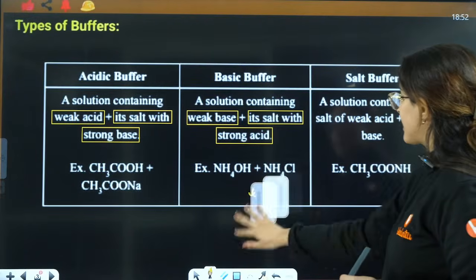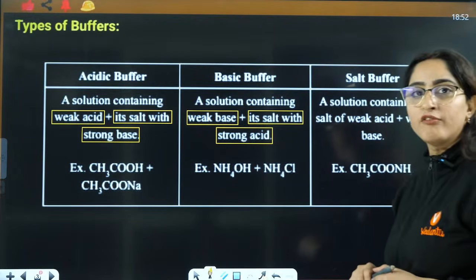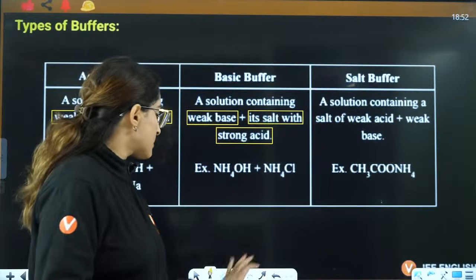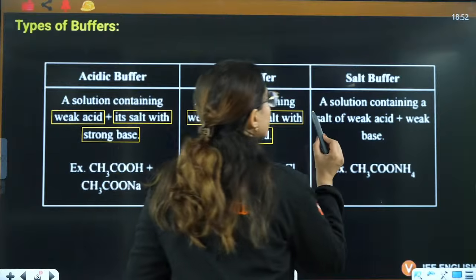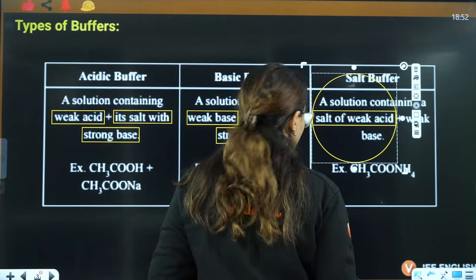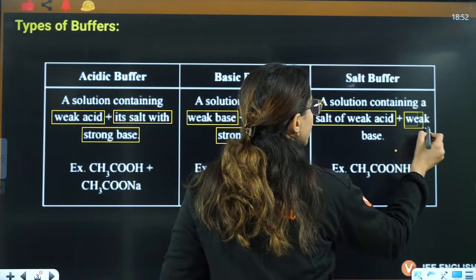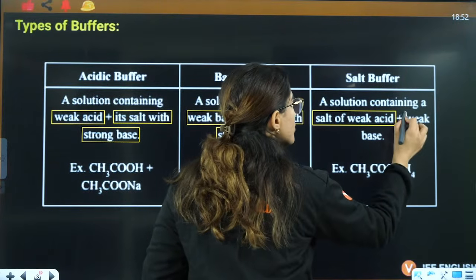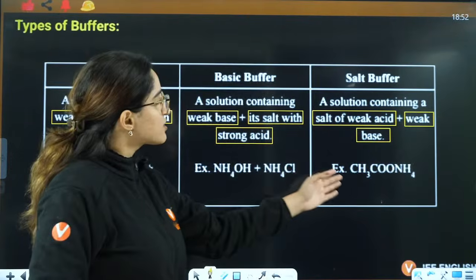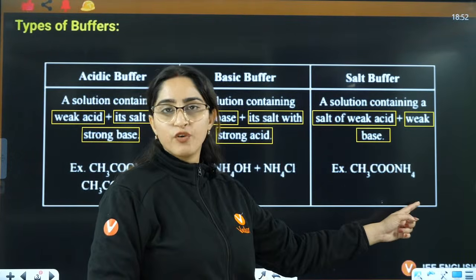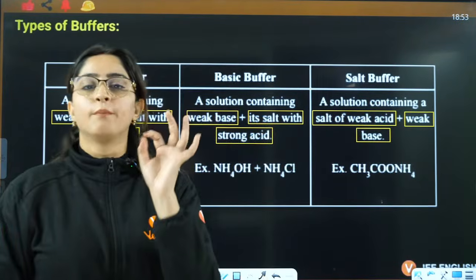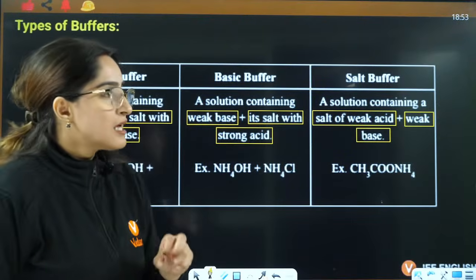Then there is the next one, that is salt buffer. Now what do you mean by salt buffer? In this case, you will have a solution containing salt of weak acid and weak base, like CH3COONH4. This is going to give you salt buffer, right?